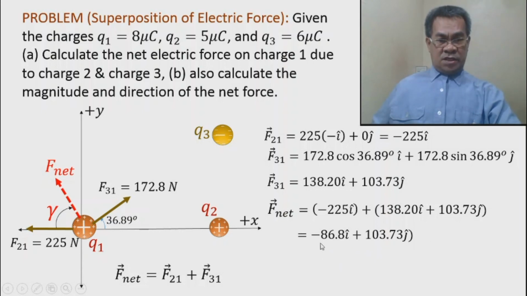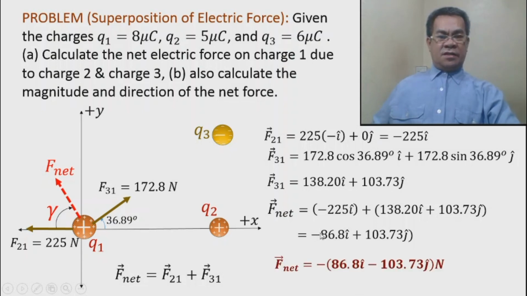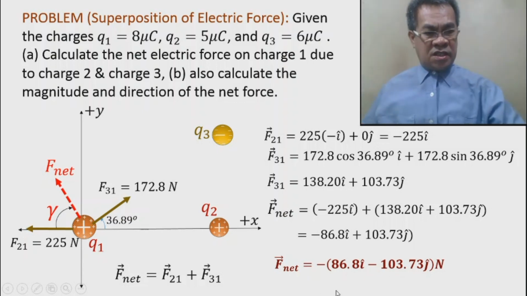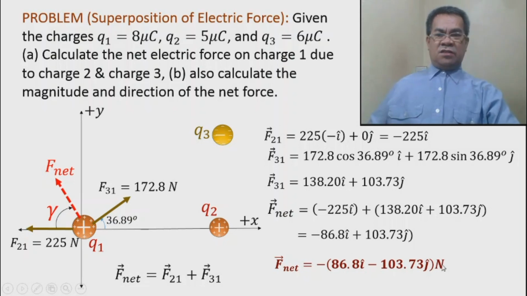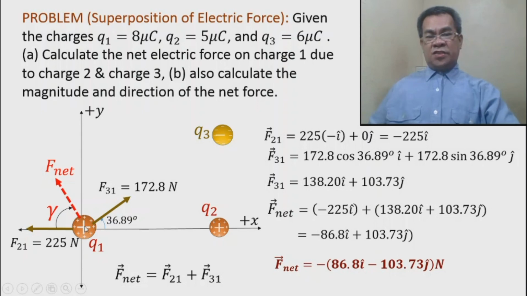But remember, this is negative. Okay? So therefore, we can eliminate the negative so that the first term will be positive, but this will become negative. So we have negative, quantity 86.8 I hat, minus 103.73 J hat, and the unit is in Newton. This is the answer. This is the net force on charge 1.